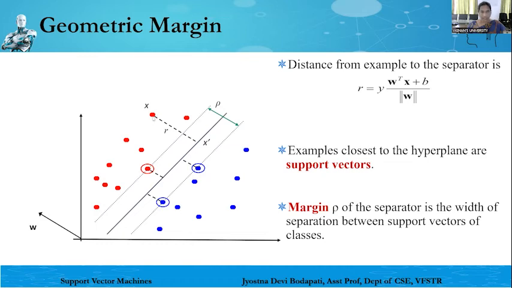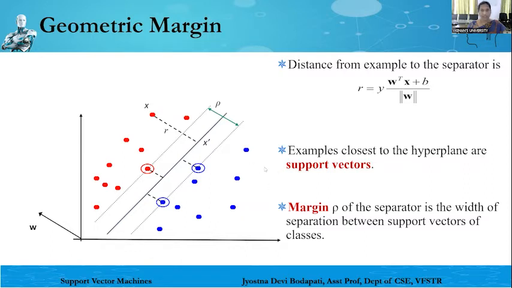Let's consider any example x which is away from the decision boundary. Here you can see this is the decision boundary, this is the positive plane and this is the negative plane. Now this is example x, which is randomly chosen, away from the decision boundary. The distance between this example and the boundary is represented with r. And how do we compute that? Here we can see w is a vector which is perpendicular to this decision boundary, so r can be computed as r equals y into w transpose x plus b divided by norm w.